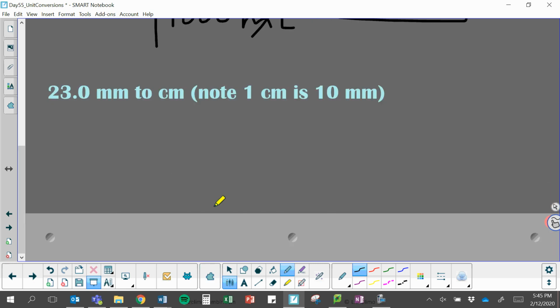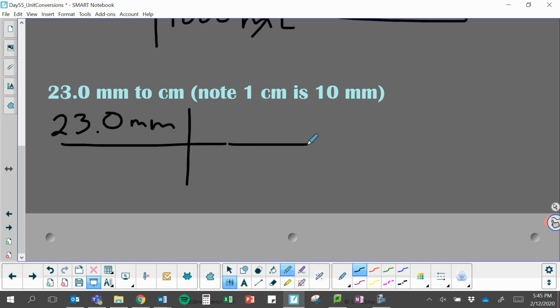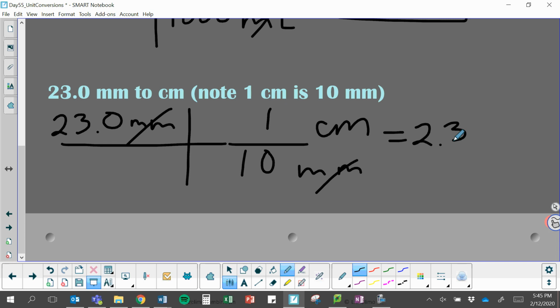Okay, we have a couple more, so you can try this one on your own. Okay, so this one, we start with 23.0 millimeters. And then we'll put our millimeters down here so that they cancel, centimeters up here, and then put our numbers in. We have 10 and 1. Both of our millimeters cancel. And again, we're going to divide 23.0 by 10 because it's on the bottom. And our calculator spits out 2.3 centimeters.